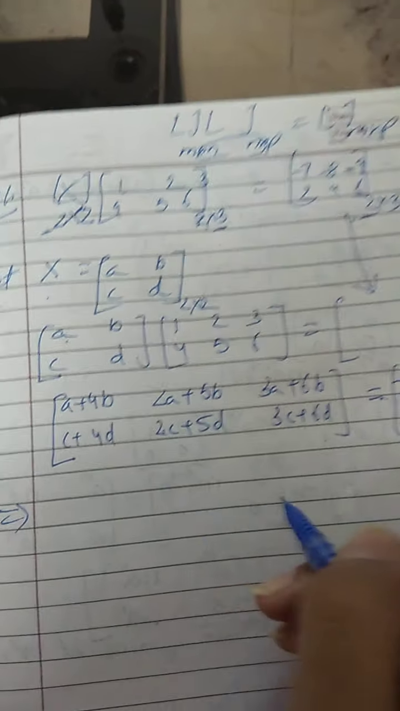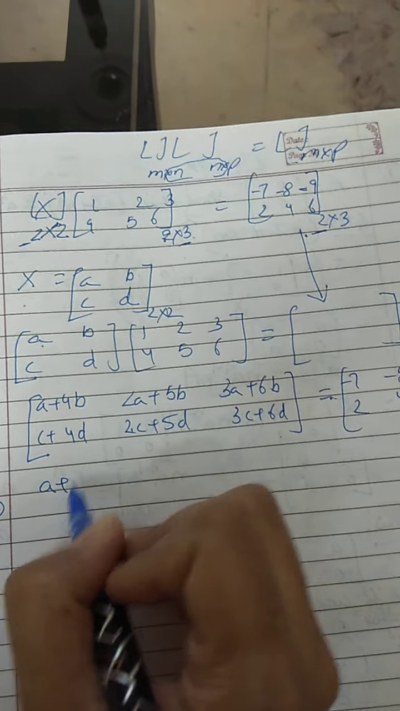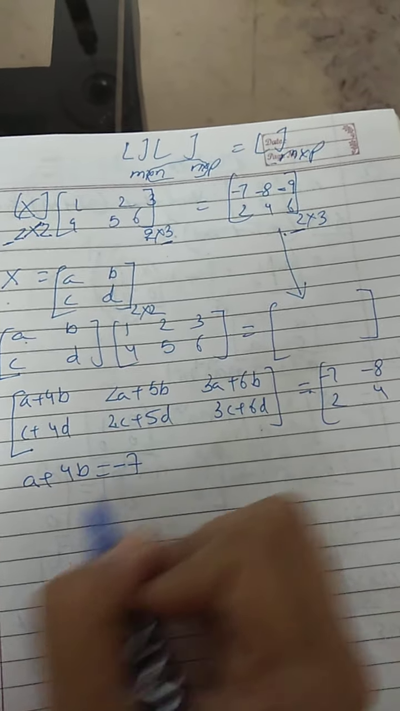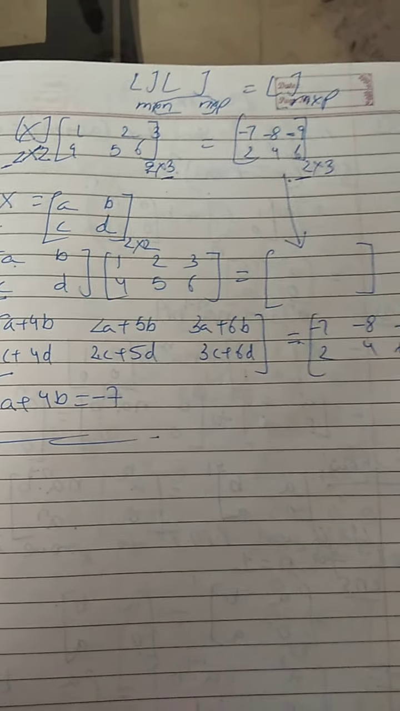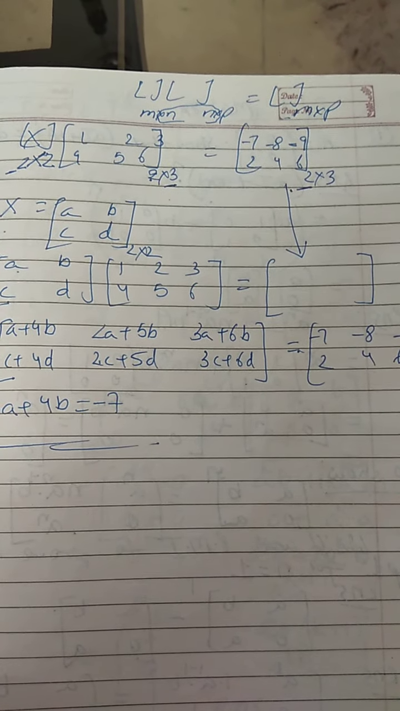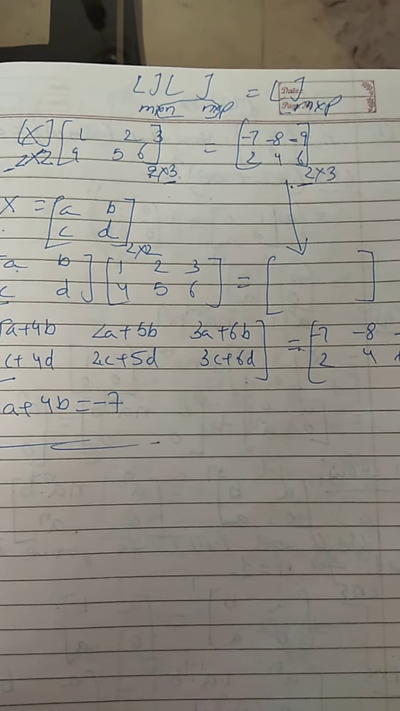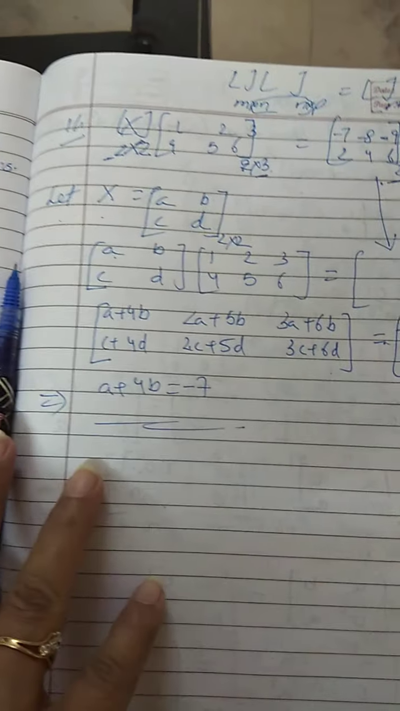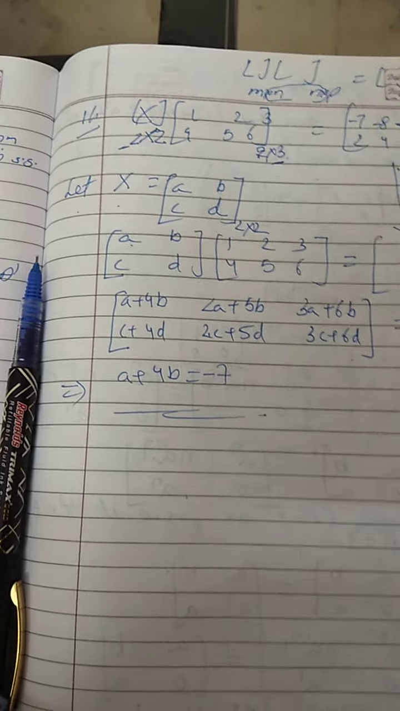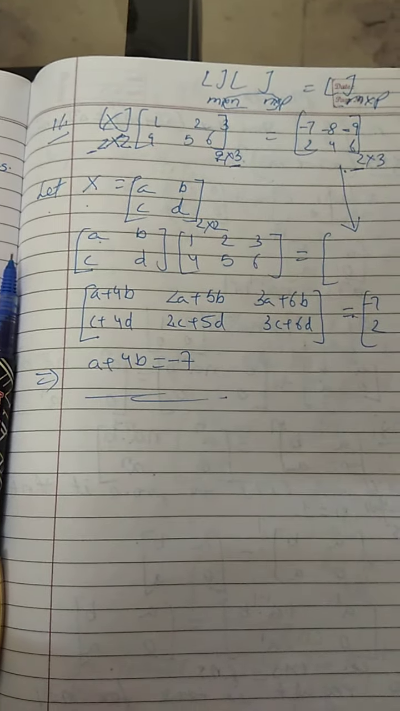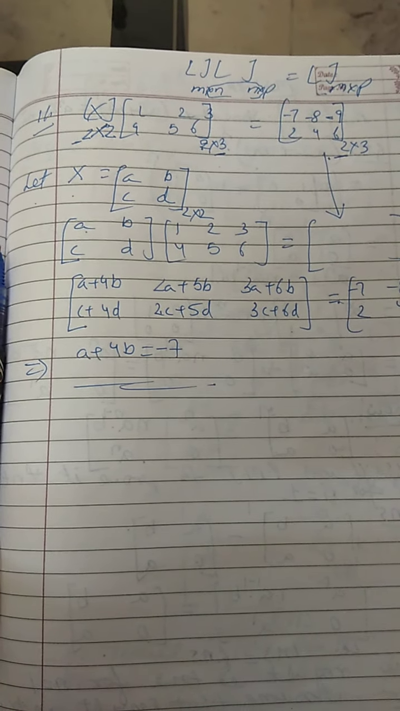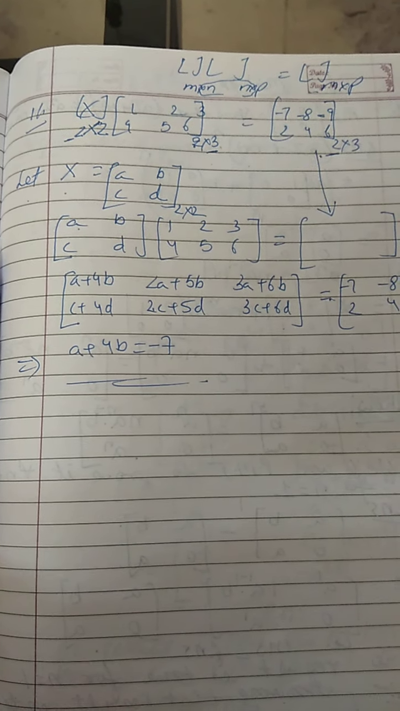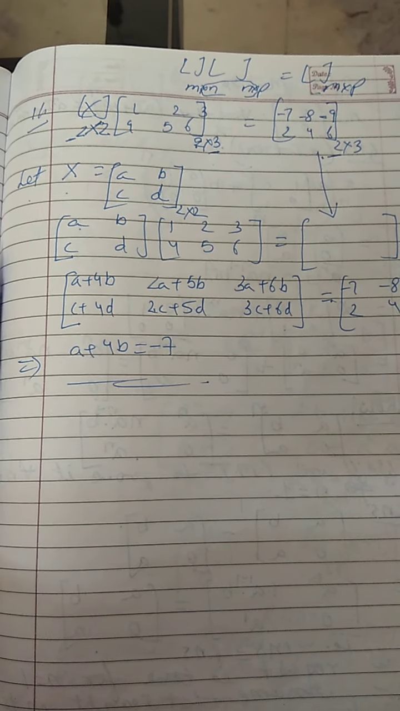So by comparing the corresponding elements, you will get here A plus 4B is equal to -7 and so on. When you compare the elements, you get equations, solve them to get the values of A, B, C, D. I hope you can do this sum, right? And with this, you will be able to complete your exercise till sum number 11. Sum number 12 is once again PMI. You try to do it, otherwise in the next video I will share the solution of sum number 12.